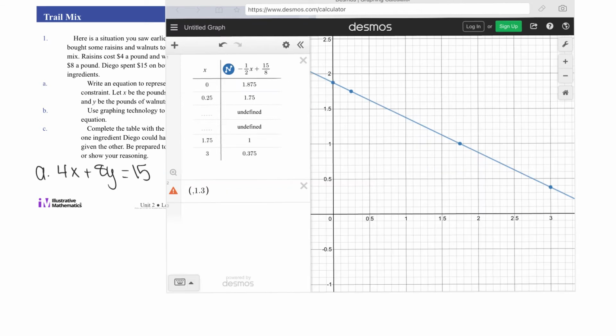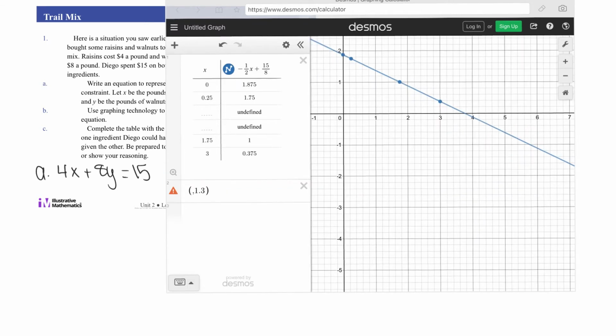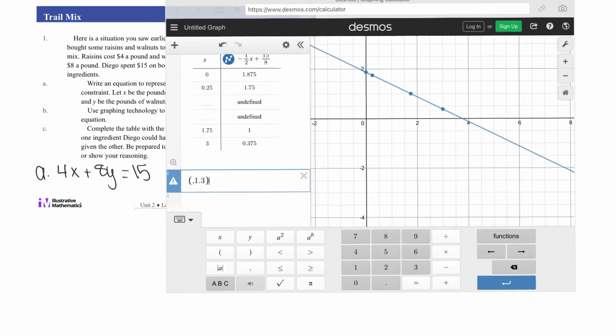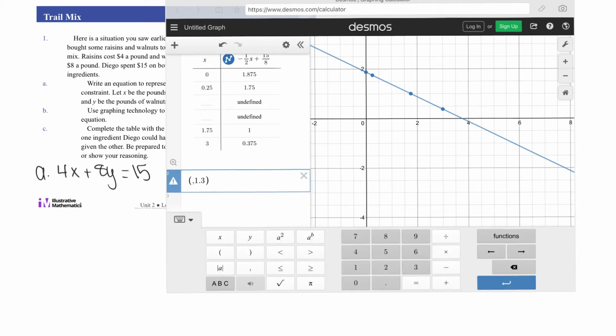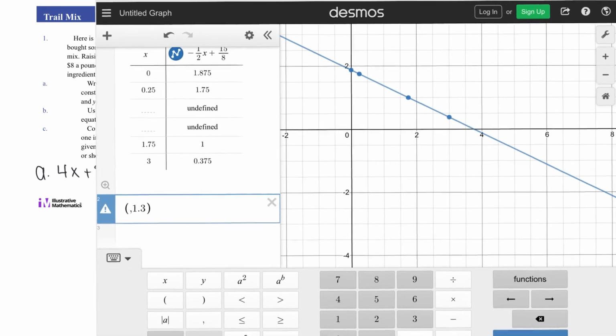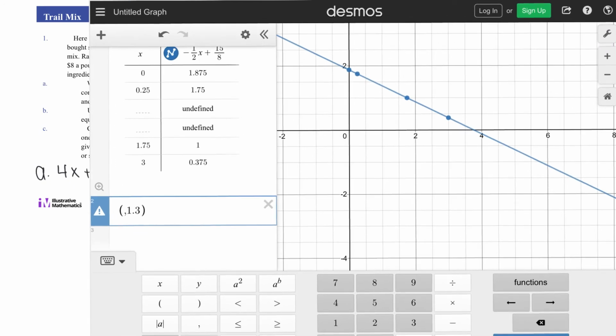I have to make my calculator bigger. See if I can get this down. Wasn't letting me collect my numbers. Okay, so we're going to try some values here.